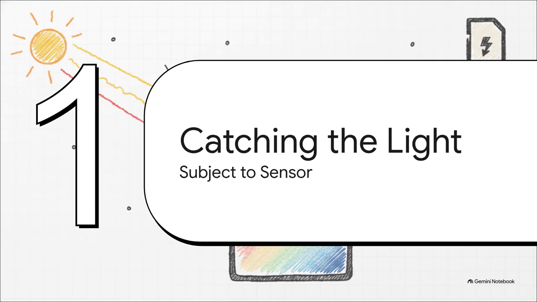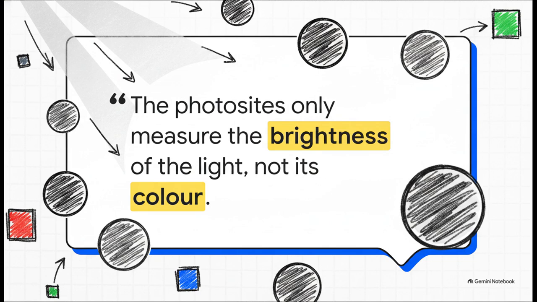Section 1. Catching the light. The journey from subject to sensor. It all starts out in the real world. Light reflects off your subject, let's say a bowl of red and green apples, and travels straight toward the camera. It enters the lens, which basically acts as the camera's eye. The lens gathers that continuous physical light and focuses it directly onto the image sensor at the back.